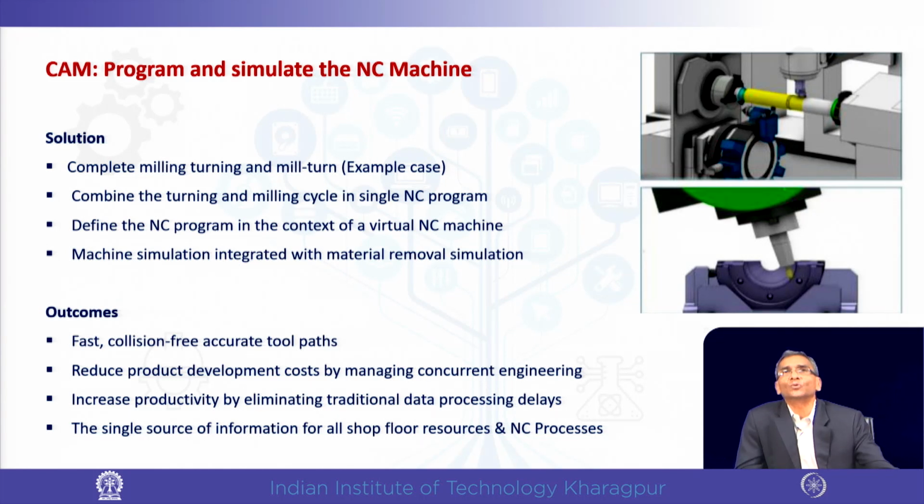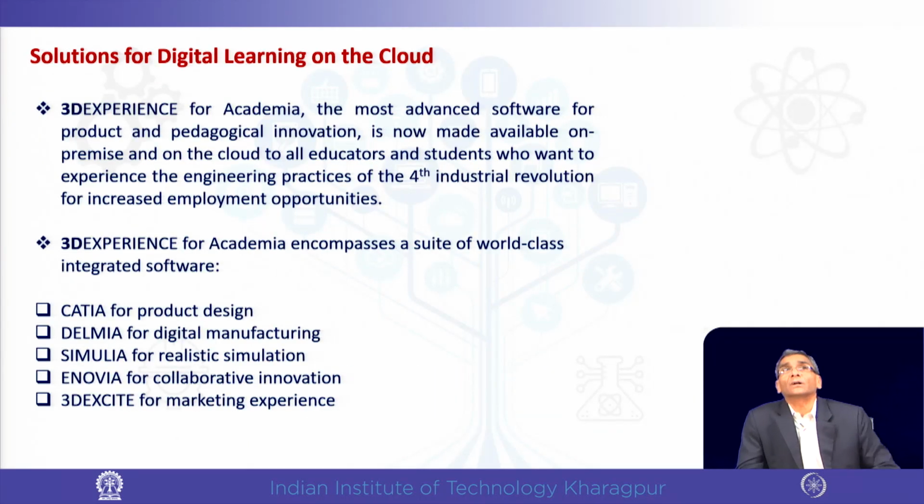So, everything is planned. So, no late changes will occur, reducing product development costs by making concurrent engineering, because when the designer is designing, one can test whether clashing or collision will happen during manufacturing. So, there is a huge saving of time, otherwise once the design comes, then he would explore, that is a waste of time. So, that can be saved. They increase productivity by eliminating traditional data processing delays and provide a single source of information for all shop floor resources and NC processes. So, this is also an important area.